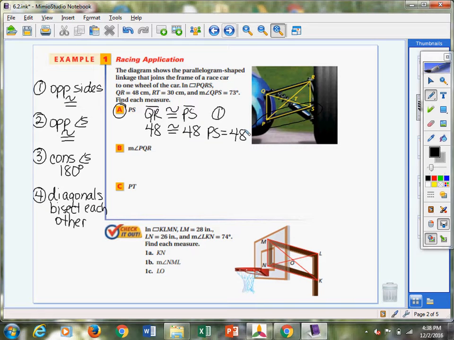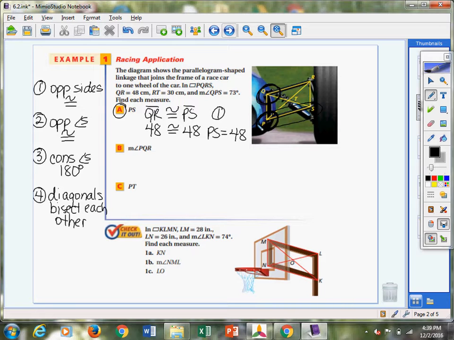All right, letter B, the measure of angle PQR. So that's going to be this big angle right here. Angle PQR. We've got to figure out what that angle measure is. Well, what do we know? Well, we know QPS. We know that this one right here, that whole thing is 73 degrees. QPS, the whole thing is 73 degrees.